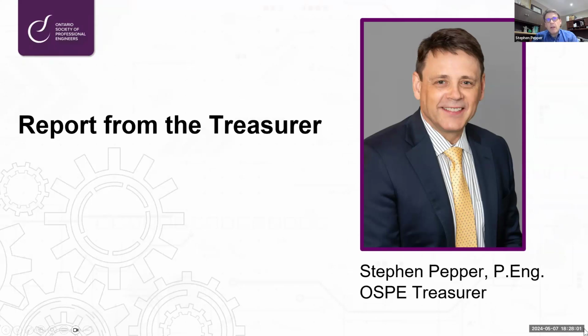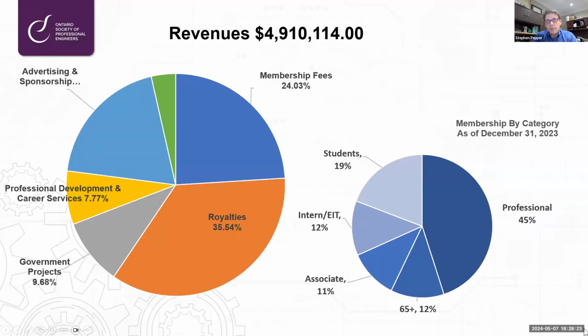In 2023, OSPE realized total revenues of $4.9 million, just 4.910114, and incurred expenses of $8,418. This is an excess of expenses over revenue in the amount of $98,304. Major revenues were generated through the following means: membership fees, $1,179,000, royalties, $1.745 million, government projects, $476,000, advertising and sponsorships, $952,000, professional development and career center, $382,000.